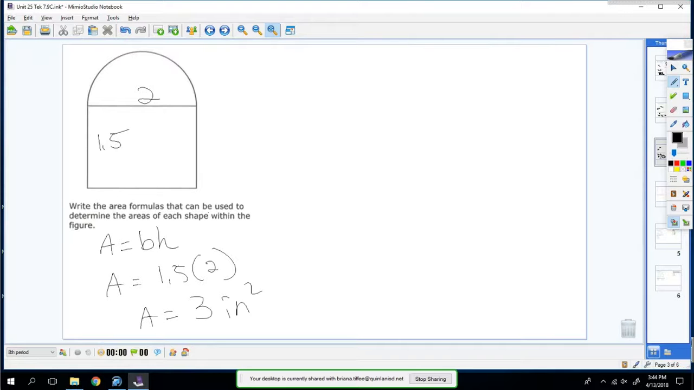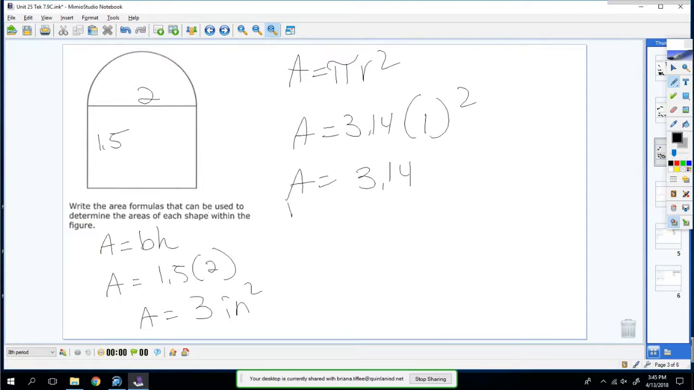So the semicircle will be the area formula A is equal to pi r squared. Pi is 3.14. The radius is 1 squared. Well, 1 times 1 is 1. So 3.14 will be your area for the figure.